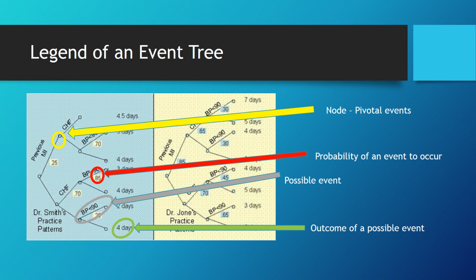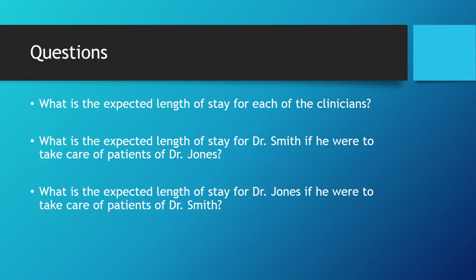And you can see the next one is the positive event, which is basically saying the blood pressure will be less than 90. So that's the event that they're trying to figure out. And then the outcome, which is at the very bottom in green, is an outcome of a possible event, which is how long it took. And in this case, it was 4 days.